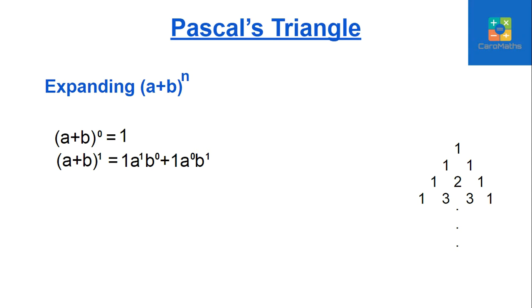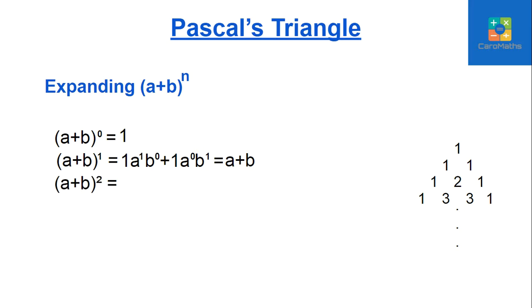But of course we can simplify this expression slightly, and it can be simplified to just a plus b, because 1 times an expression is just the expression, and any non-zero number to the power of 0 is just 1. So that leaves us with a plus b.